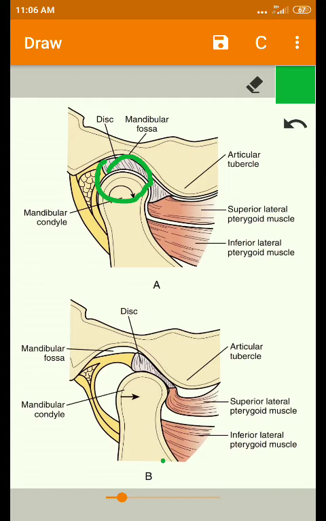Now we will see that during opening of the mouth, the first portion of the motion is done by the anterior rotation of the condyle on the disc. So here the condyle is rotating on the disc. This motion occurs in the lower joint.